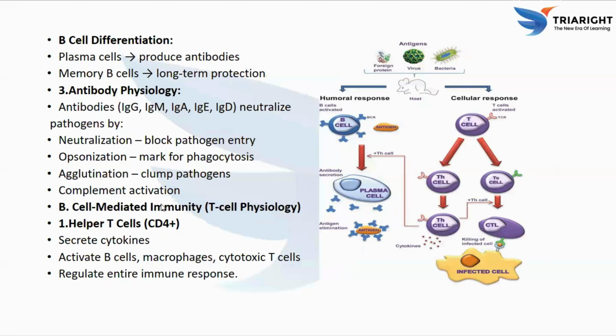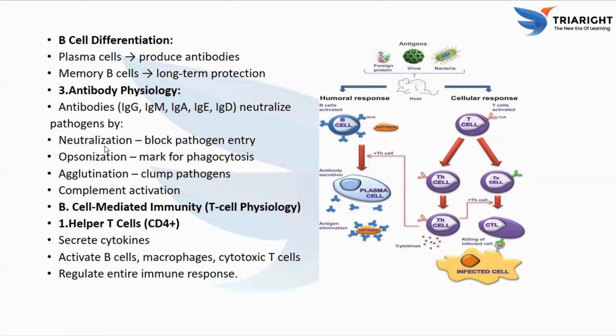So next is B cell differentiation. When a B cell becomes activated, it divides and transforms into two important types. One is plasma cells, which are antibody factories. The other is memory B cells, which provide long-term protection. Plasma cells produce large amounts of antibodies. Their job is to neutralize and eliminate the pathogens circulating in blood, lymph and mucosal areas. Whereas memory B cells remain in the body for years. They respond rapidly and strongly when the same pathogen appears again.